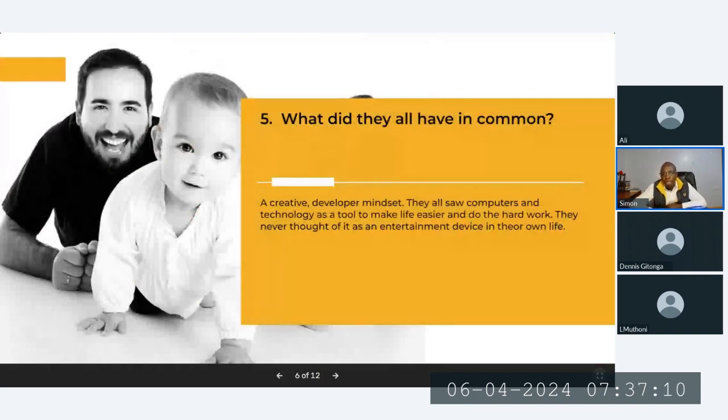So the next session will be focused on parental controls and tools that are available. And the other one will be on which are the best programs that can actually activate your kids' creative developer mindset, which is the foundation of self-defense for these children when they go online.